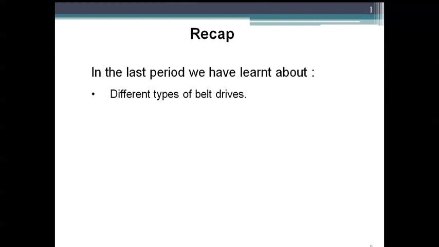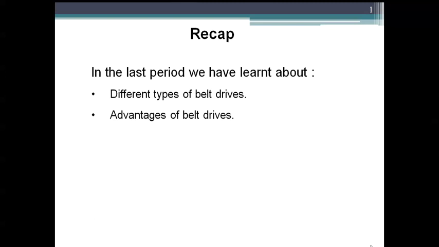Here the drive is purely based on the friction between the belt and the pulley. Based on that friction, the power transmission takes place in belt drives. We have seen different types of belt drives like flat belt drive, rope belt drive, and V belt drives.